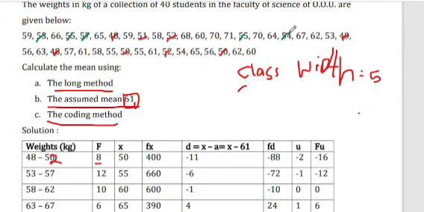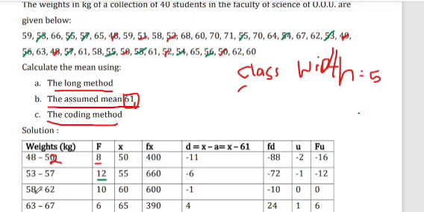Okay, 54, 53, 56 is in there, 57, 55, 55, 54, 56. So let's count them now. That's 1, 2, 3, 4, 5, 6, 7, 8, 9, 10, 11, 12. So that's why we have 12 numbers here.